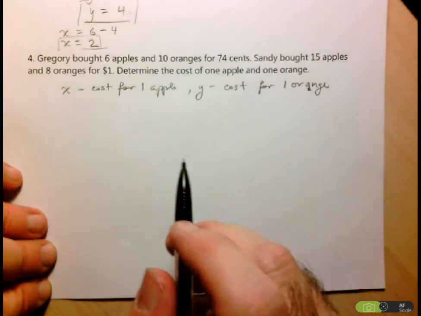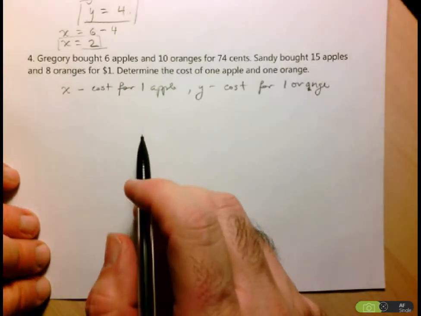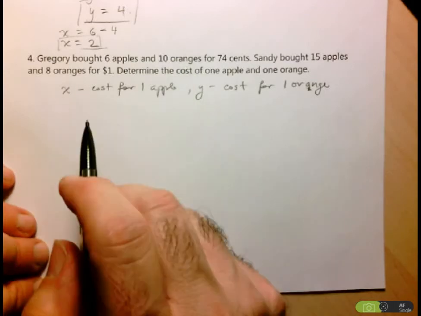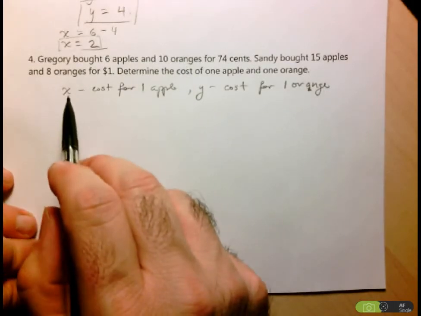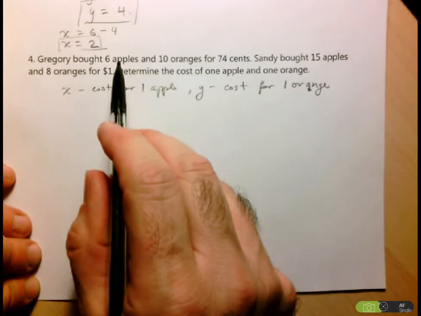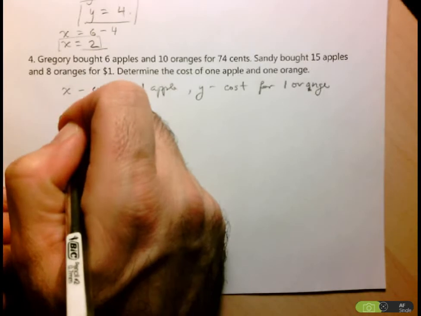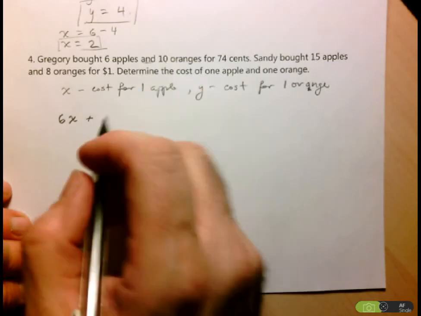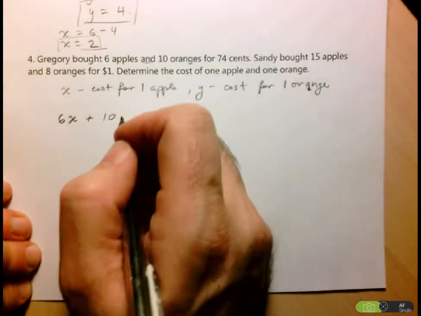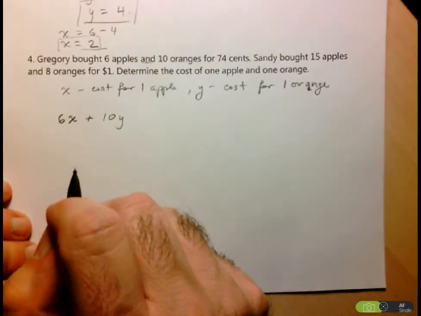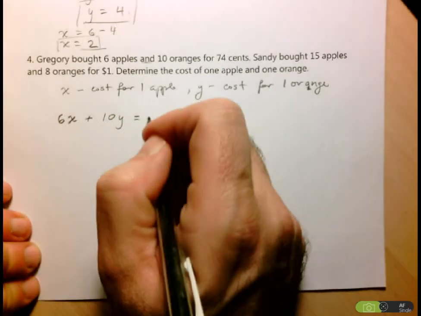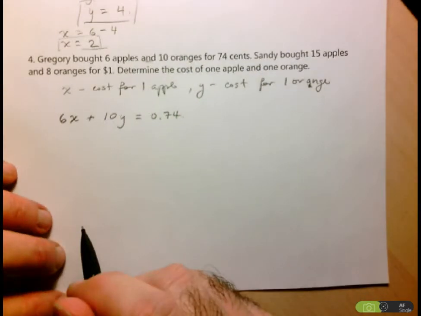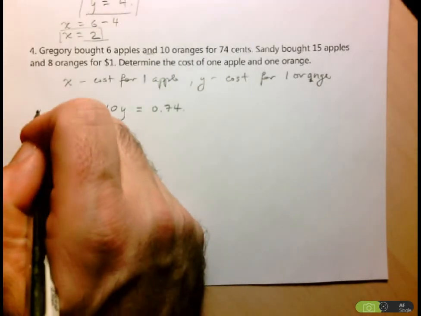Okay. So let's take our sentences and try to create equations here. Bought 6 apples and 10 oranges for 74 cents. If x is the cost for 1 apple, and I'm buying 6 apples, the cost for 6 apples will be 6 times x. Plus 10 oranges times the cost of 1 orange, 10y, that's the cost of the oranges, and the total is 74 cents, so 0.74. I'll leave everything in dollars. That's sort of the standard. So this now is equation 1.